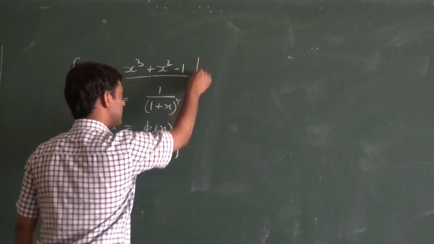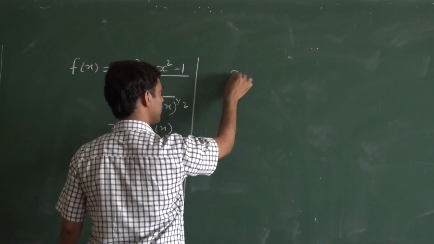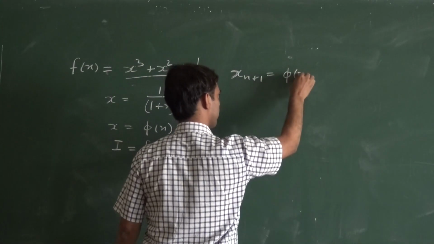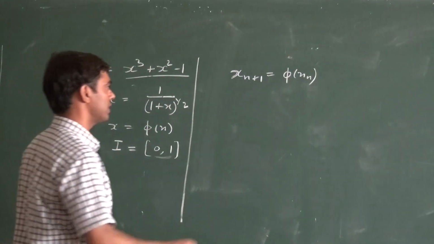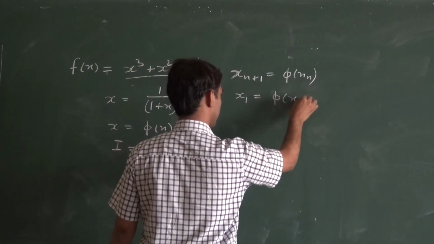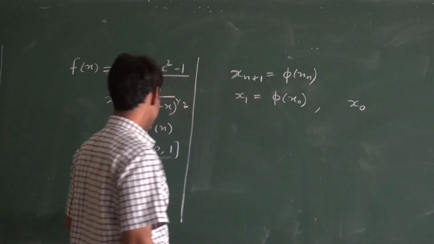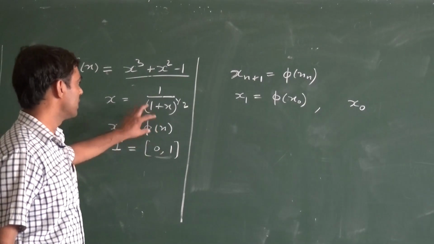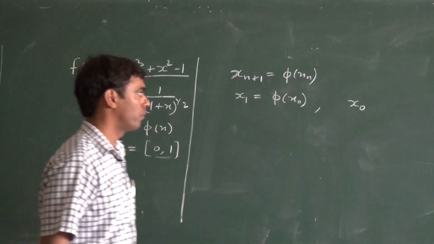What is the iterative scheme of the fixed point method or iterative method? The iterative scheme is x n plus 1 equals phi of x n. What is phi x? Phi x is this one. For n equal to 0, x1 equals phi x0, where x0 is the first initial value. Here we choose the initial value between 0 and 1 because between 0 and 1, mod of phi dash x is less than 1.